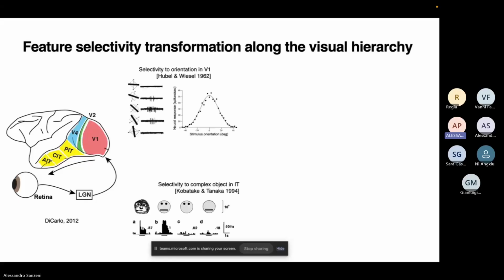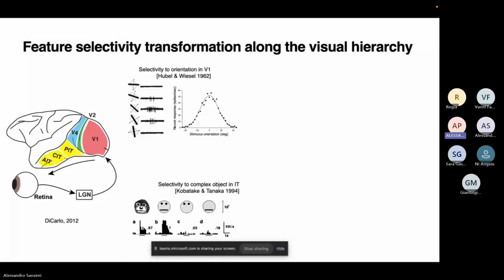So along this ventral stream, in V1, neurons are selective for simple features like oriented bars, like these stimuli here. So if you look at the activity of a neuron as a function of the stimulus orientation, neurons in V1 will have a bell-shaped tuning curve with maximum activity at the preferred orientation for that neuron. Then if you go higher along the visual hierarchy, neurons become selective to more complex features. Particularly in IT, neurons are selective for objects and faces.